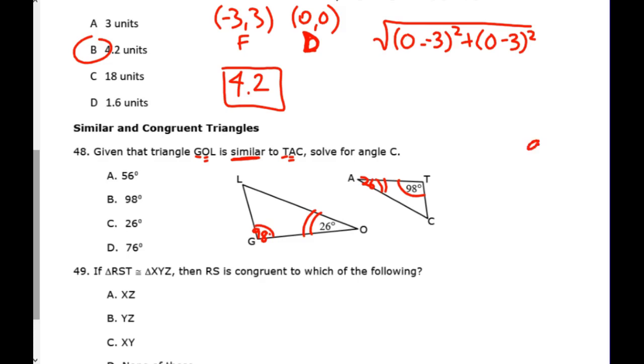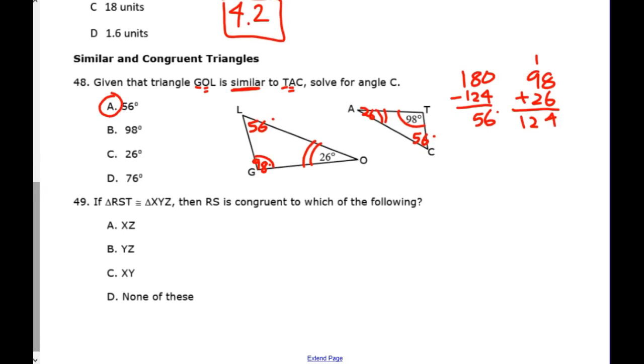So, I know I can find my missing angle by adding up the two I know. I get 124, and I subtract that from 180, and I'm going to get 56 degrees for C and for L. Okay, so angle C is 56 degrees.